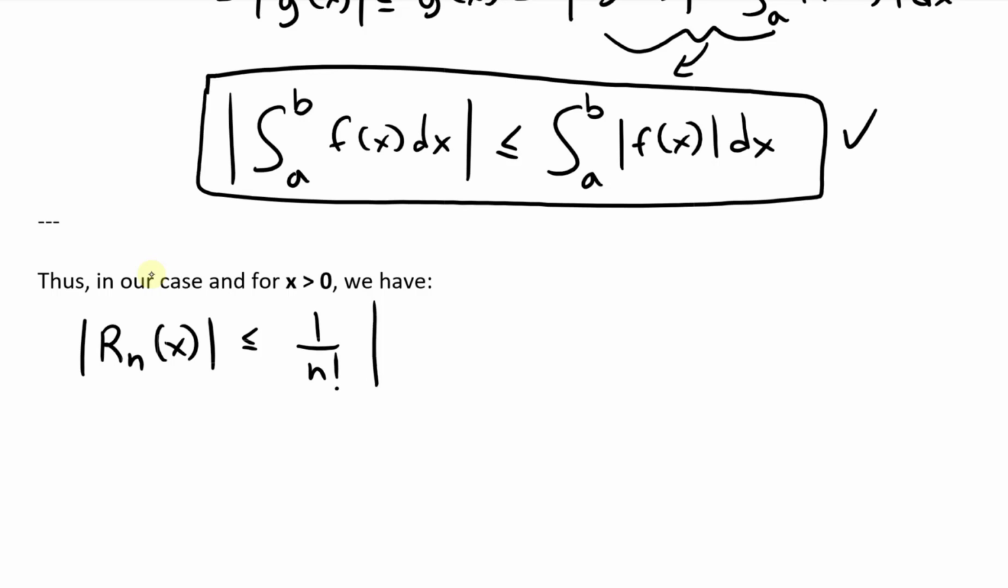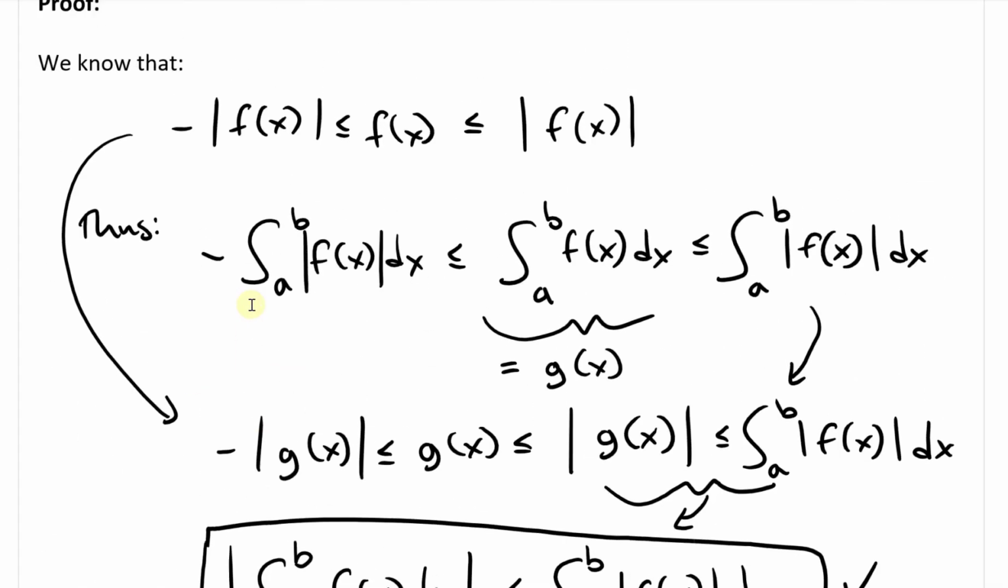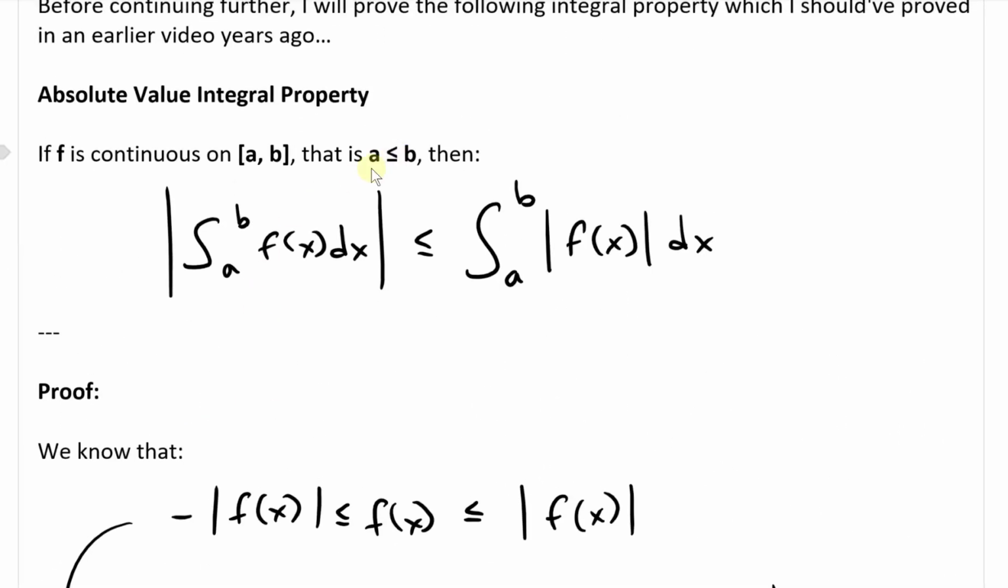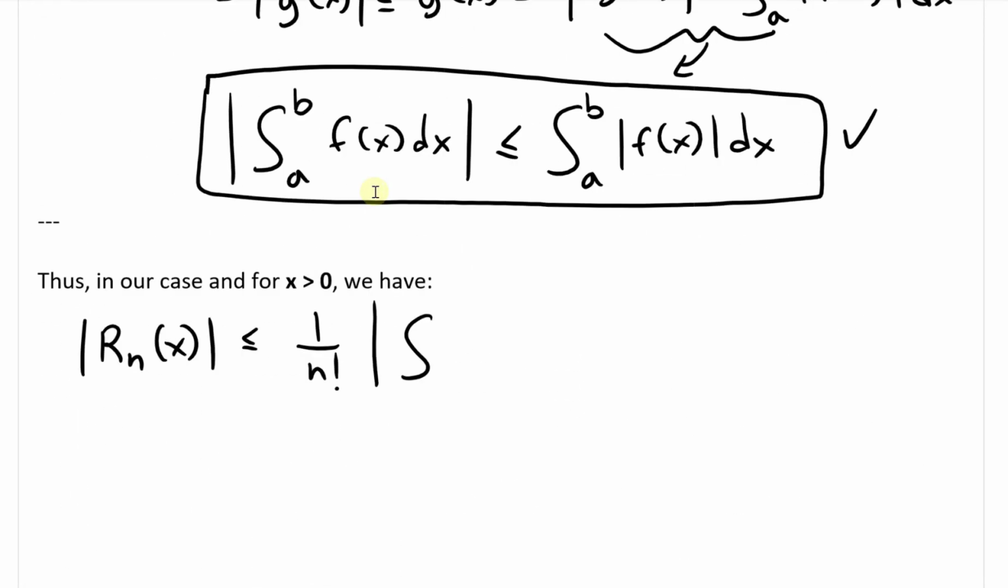Just put this in the integral, and this is for x greater than 0. In other words, we have b greater than or equal to a, where a, in this case, is 0 and b is x, so 0 is less than or equal to b. In this case a is 0, because we're doing the Maclaurin series up to x. And remember, this is going to be x minus t to the power of n.